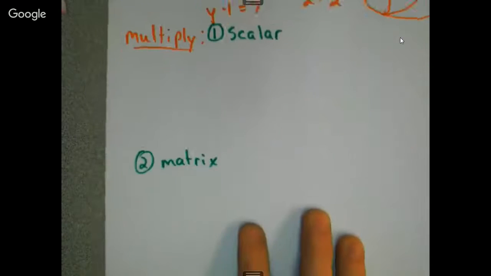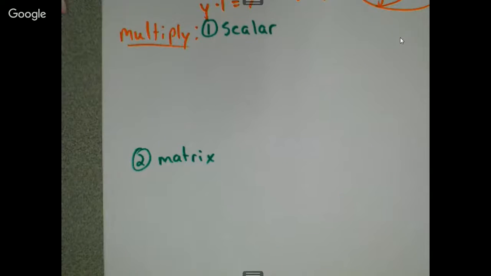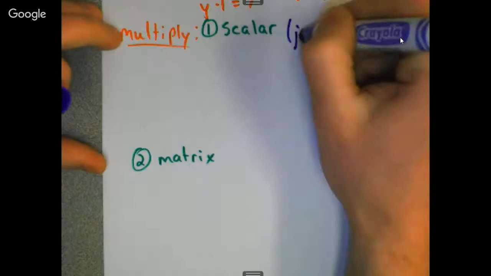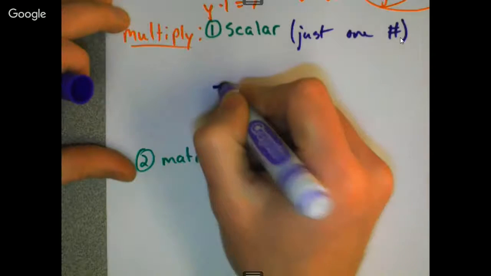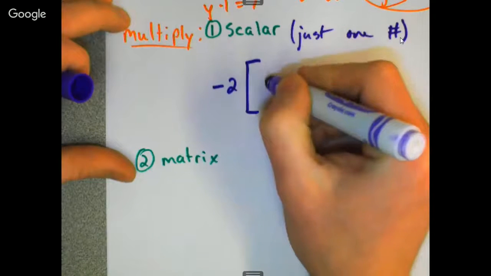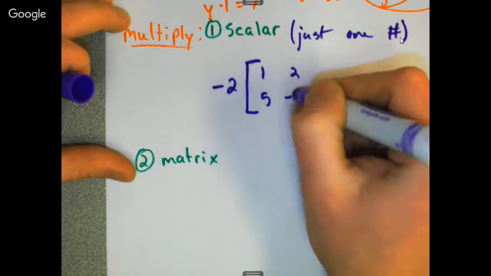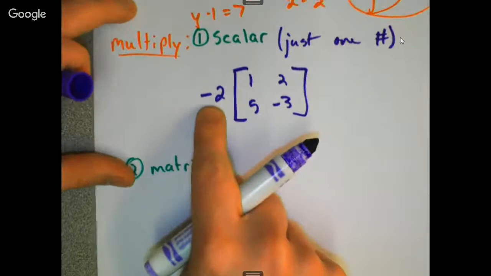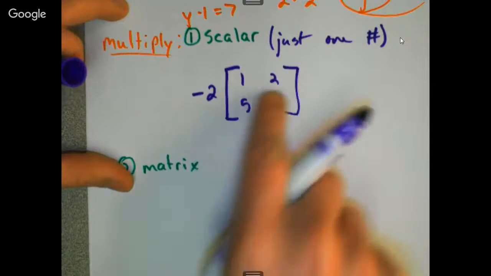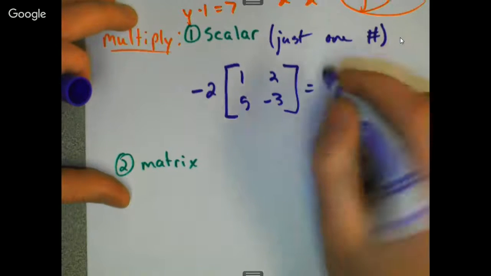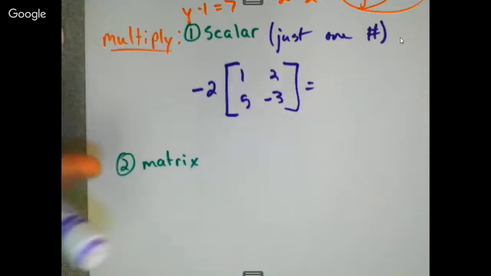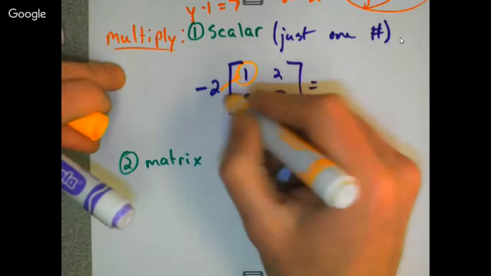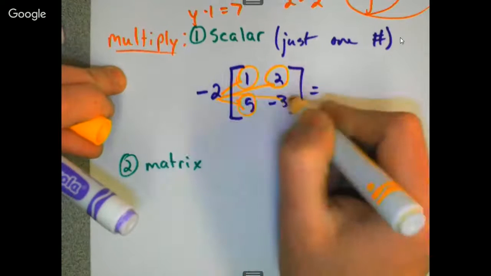Now, the hard one is multiplication with matrices. We have scalar multiplication, which is just a number. Okay, that's saying like if I have -2 and then my matrix 1, 2, 5, -3. This is the scalar, which just means I'm sizing this matrix up. I'm blowing it up, or making it really small. So we're just going to take this and apply it to every element in here. So to the 1, to 2, to the 5, and to the -3.